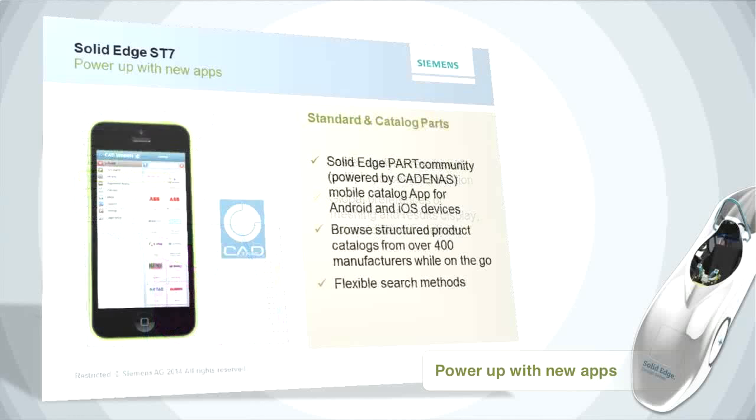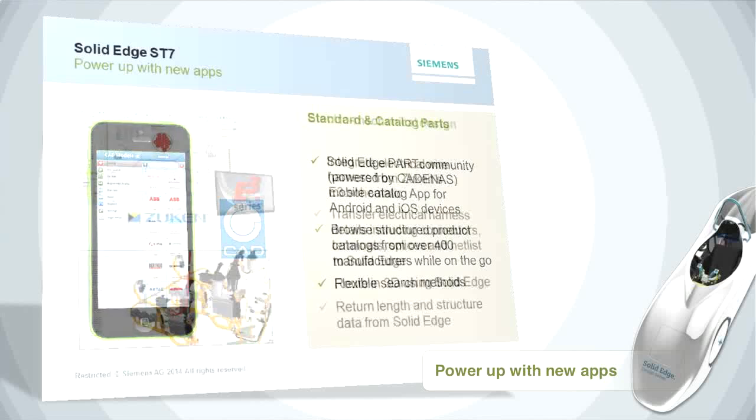What about standard and catalog parts and access to those? Hopefully you're aware of Solid Edge Part Community. It's a website you're used to, powered by Cadenas. So you get access to tons of off-the-shelf components. This is now available all in your pocket. So iOS devices, Android devices, there's an app that's now downloadable. So you can browse for over 400 manufacturers while you're on the go.